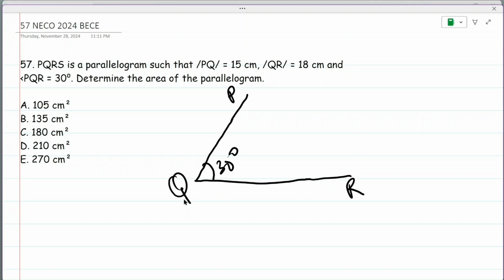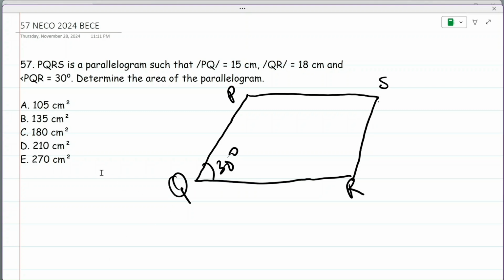You should learn this very well. We have QPR. Then we're left with S. And QR should be parallel to PS. So we make PS a parallel line to line QR, as PS has the same length and they are parallel to one another. Then you join RS or SR.